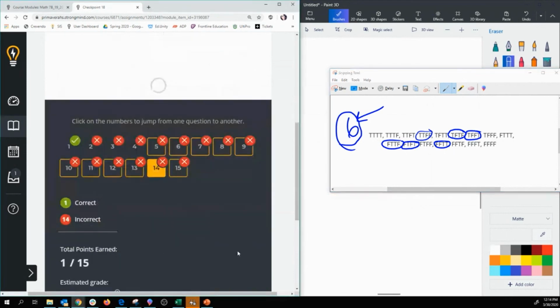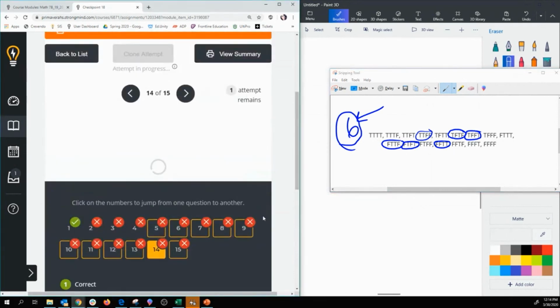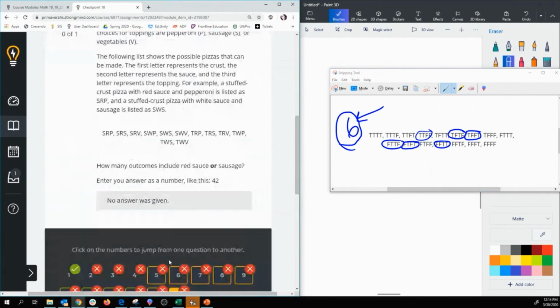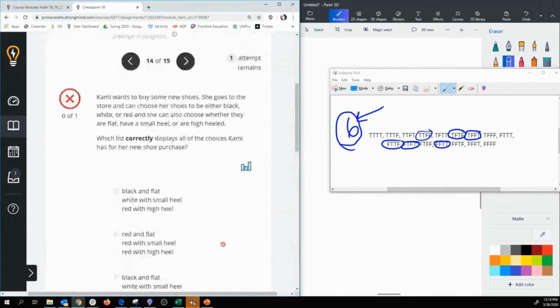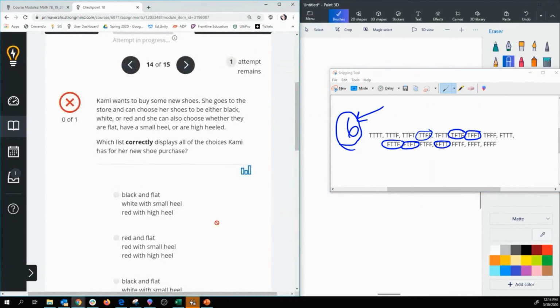All right, 2 more. Number 14 for me. All right, so this one is talking about Cami, and it says that Cami wants to buy some new shoes, and it has a multiple choice question with different colors and styles of shoes.